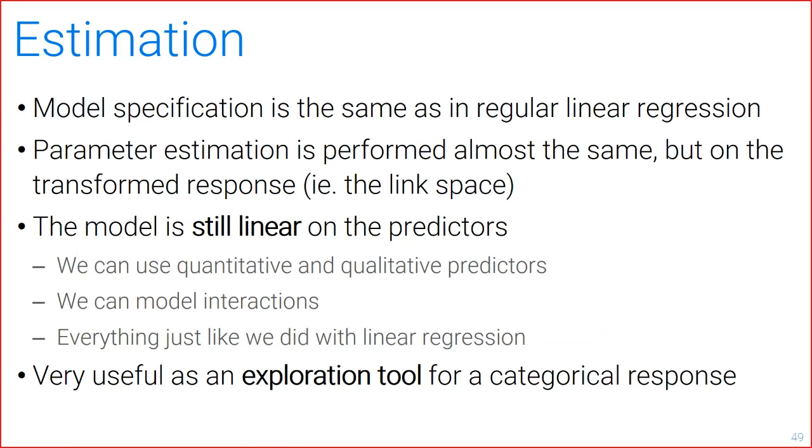So logistic regression is going to be very useful as an exploration tool for a categorical response between 0 and 1, or something that is a binary response. It can be only 1 or 2, so things like male, female, things like that. And so let me show you an example.